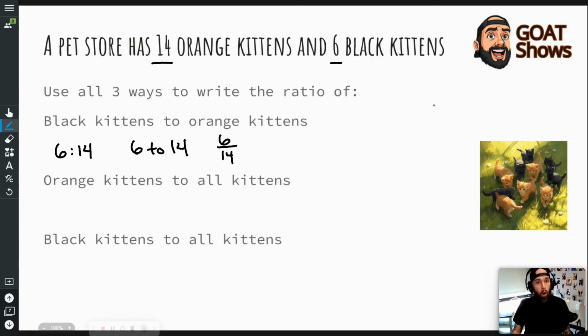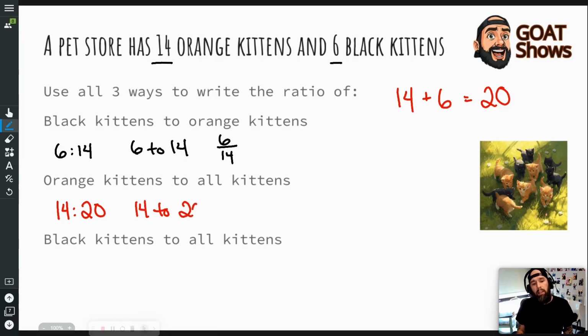So, how many are all the kittens? 14 orange plus 6 black kittens is 20 total kittens, which sounds like an awesome party to me. Now, orange kittens was 14 of them. So I'm going to write out 14, and that's going to be "to" the whole, which is 20. So I can write out 14 to 20 like that, or like that, or just like that.